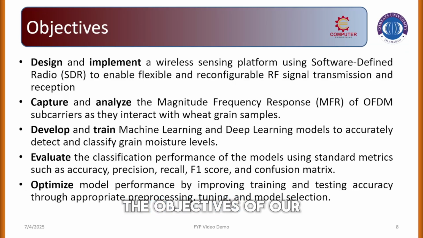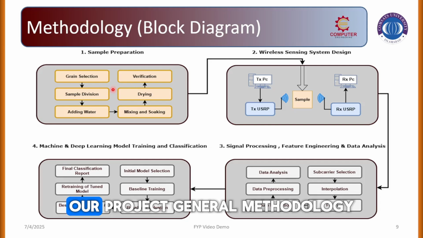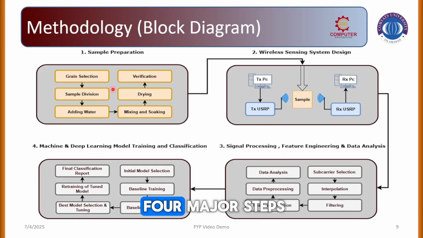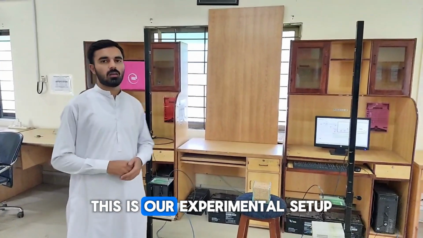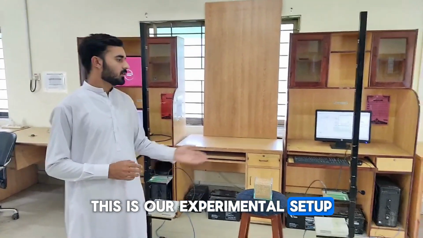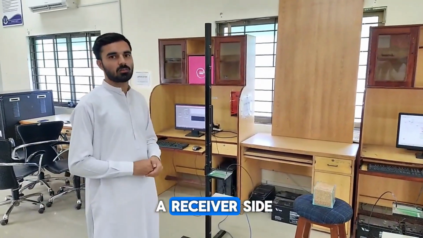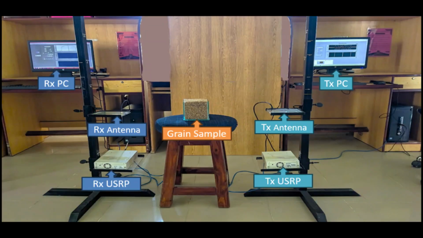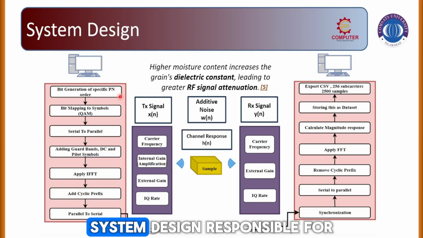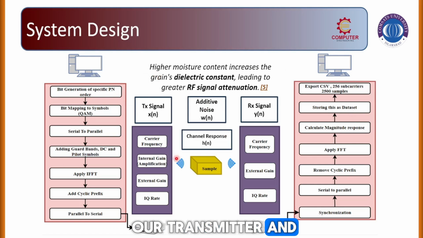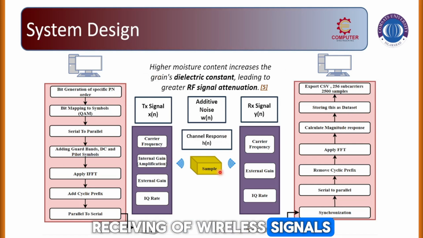The objectives of our final year project are as follows. Our project general methodology can be divided into four major steps. This is our experimental setup. This side is the transmitter side and this side is the receiver side. System design responsible for our transmitter and receiving of wireless signals.